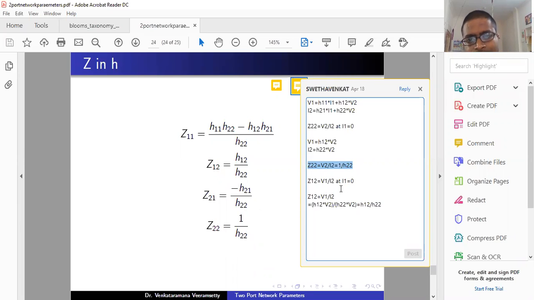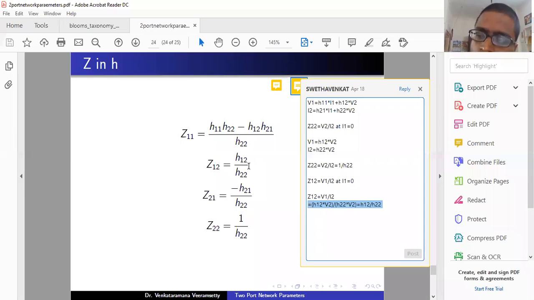Next I want to find the Z12. Based on the definition, Z12 equal to V1 by I2 at I1 equal to 0. We are already keeping I1 equal to 0 here and also here. Then we have these two equations. Now what we want is Z12 equal to V1 by I2. So V1 divided by I2. V2 and V2 will be cancelled. So we have H12 divided by H22. So Z12 equal to H12 divided by H22.